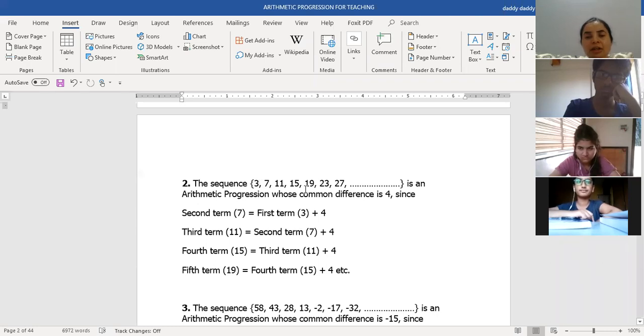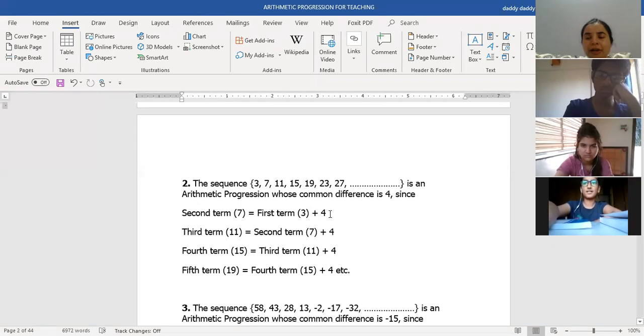So 3, and the common difference over here is 4. So 3 plus 4 is giving me 7, which is the succeeding term of 3. Similarly, I pick up this second term, which is 7. I add the common difference, and what I get? 11, which is the third term.